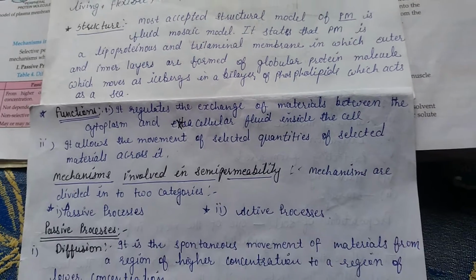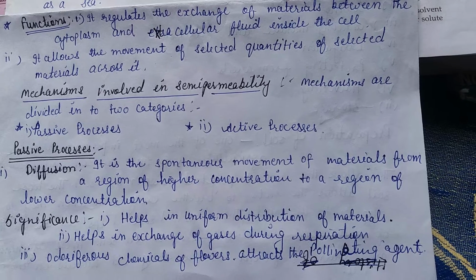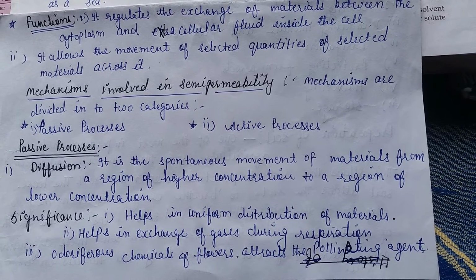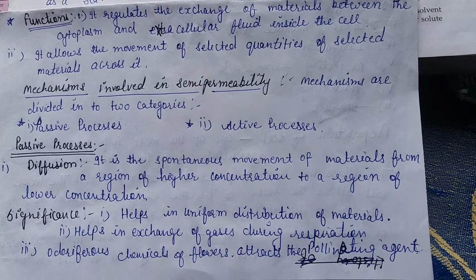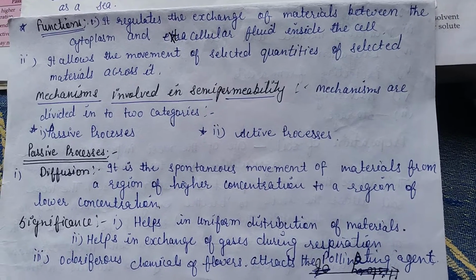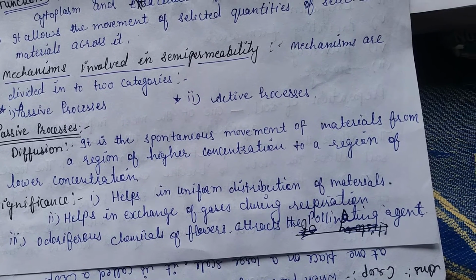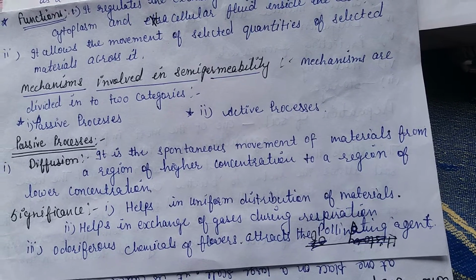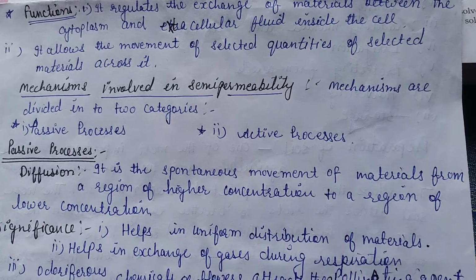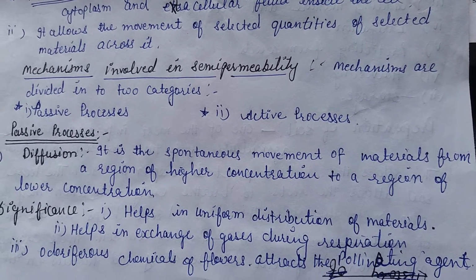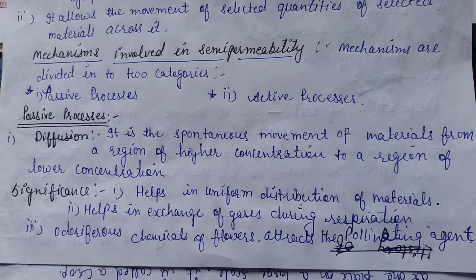Now, the mechanisms involved in semi-permeability. Mechanisms are divided into two: passive processes and active processes. In passive processes, there are two processes: diffusion and osmosis. So, firstly, what is diffusion? Diffusion is the spontaneous movement of material from a region of its higher concentration to a region of lower concentration.